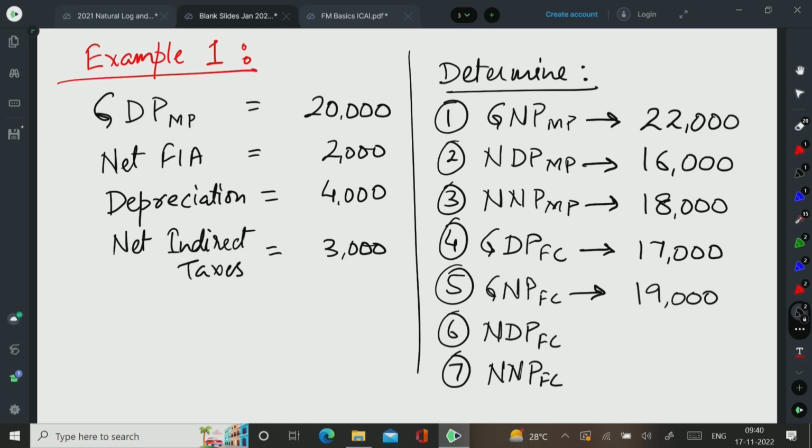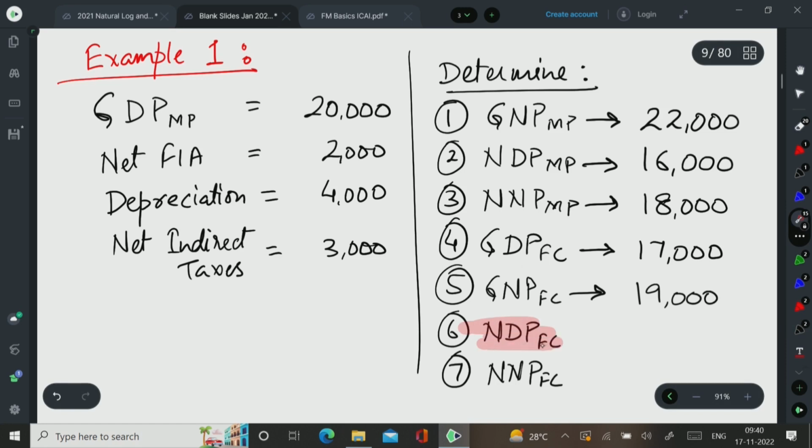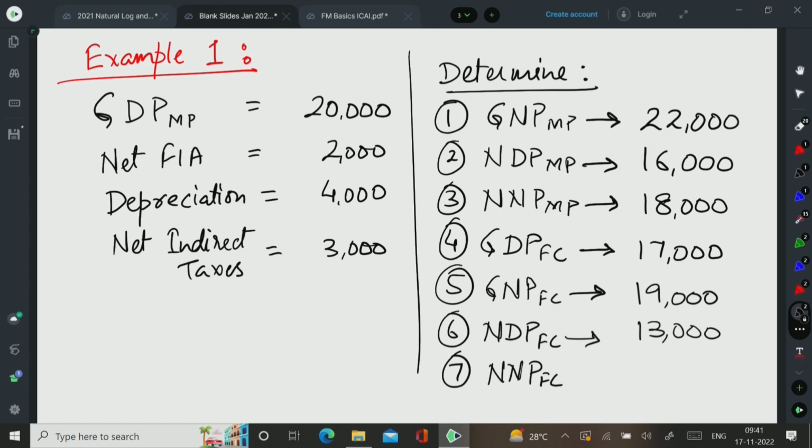Now if you want to arrive at NDP at factor cost, the next one, NDP at factor cost, we have NDP at market price 16,000. We are to find NDP at factor cost. So what you need to do, from this NDP at market price, if you subtract net indirect taxes of 3,000, you will arrive at NDP at factor cost. So it is 16,000 minus 3,000, and that would give you 13,000.